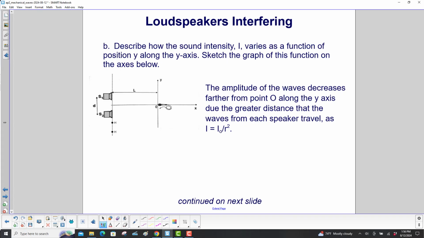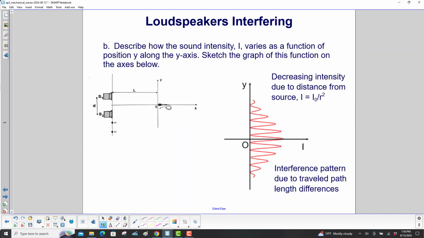The amplitude of the waves decreases farther from point O along the y-axis due to the greater distance that the waves from each speaker travel, as intensity is I0 over r squared. So the interference pattern is shown by the alternating maxima and minima, and the decreasing intensity is due to the distance from the source, which is I0 over r squared, right? Because if your sources are here, that's two sources, but if you're over at that point, they're much farther away.